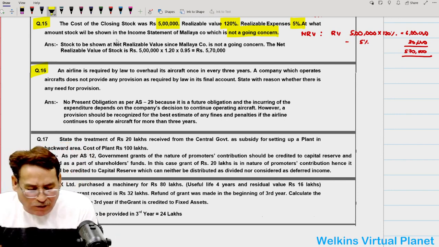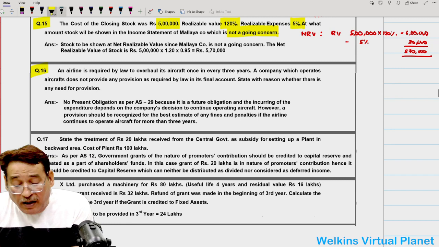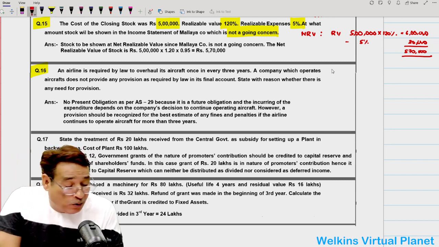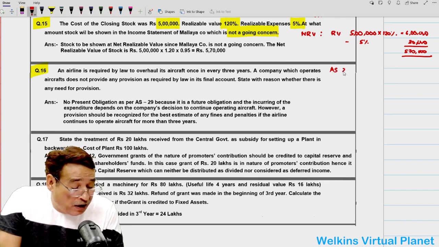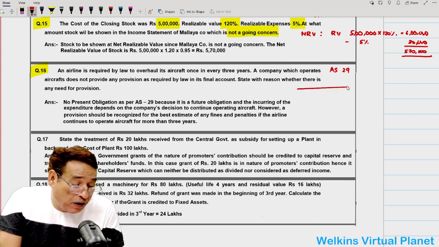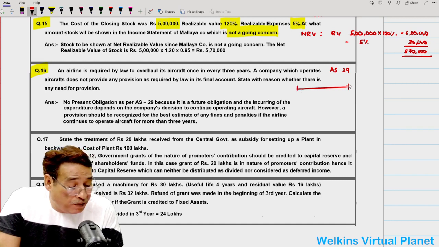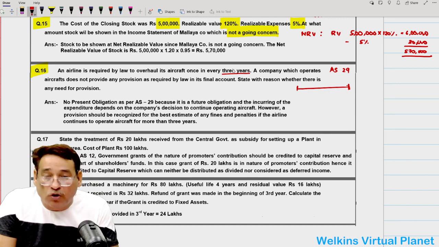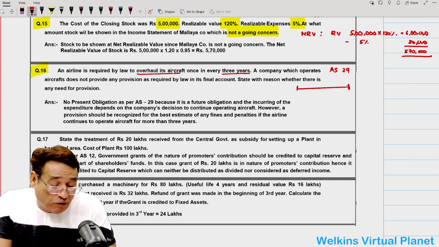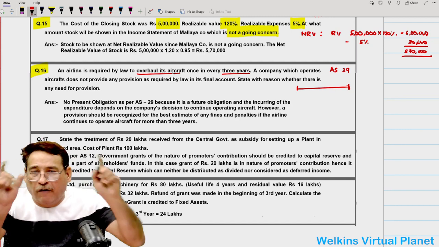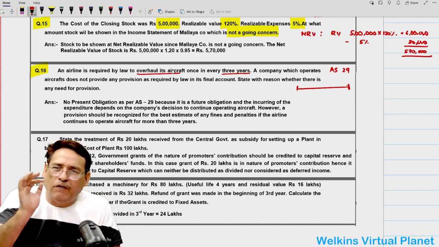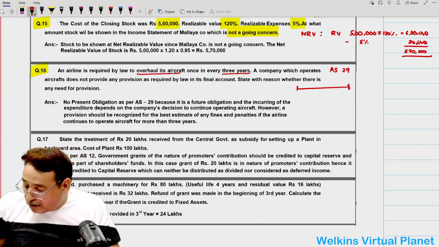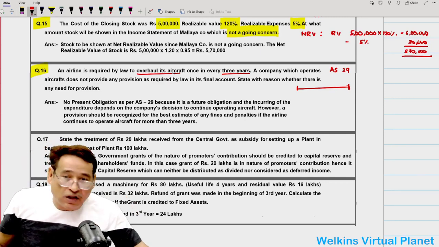Same question is available. Even this particular question is also available. AS-16 actually states that, and as I told you, it is related to AS-29. In this case, there is an airlines company. As per the question, this airline company needs to overhaul its aircraft once in every 3 years. See, whenever you are given in the question once in 3 years, at least once in 5 years, you must understand.